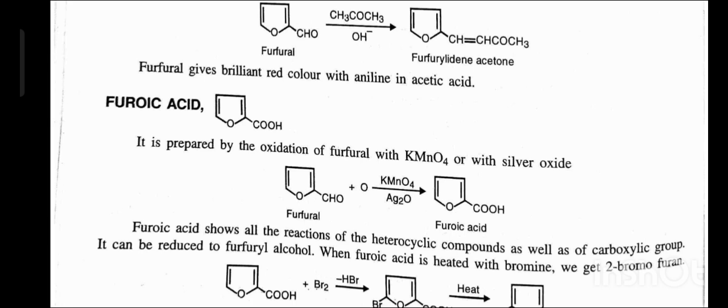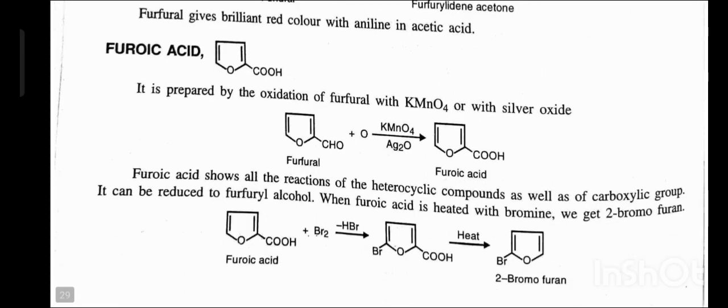Furoic acid. It is prepared by the oxidation of furfural with KMnO4 or with silver oxide. Furoic acid shows all the reactions of a heterocyclic compound as well as of a carboxylic group. It can be reduced to furfuryl alcohol. When furoic acid is heated with bromine, we get 2-bromofuran.